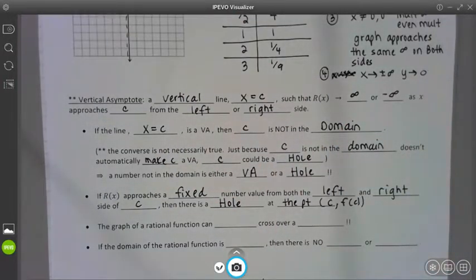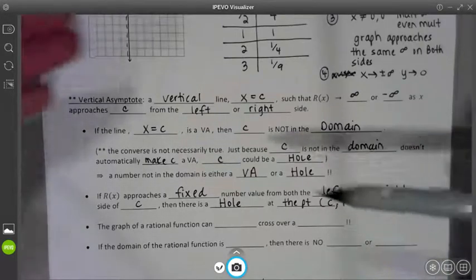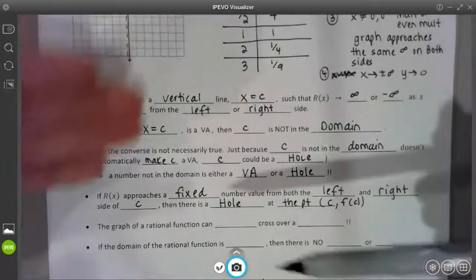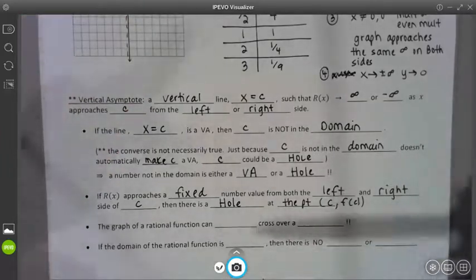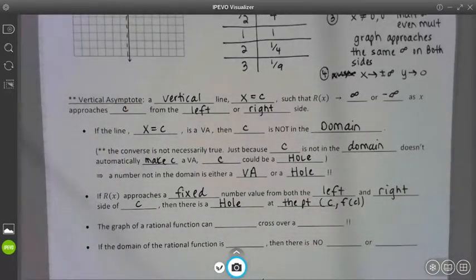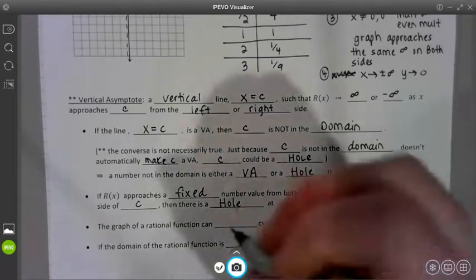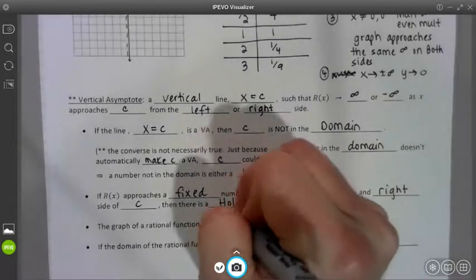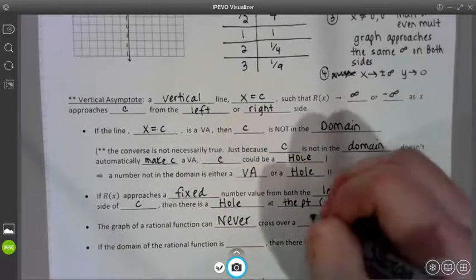That's the difference between a VA and a hole. When you approach this bad number C, a VA will approach infinity, the y value. A hole will approach some fixed number value. Okay? All right. The graph of a rational function can never cross a vertical asymptote.